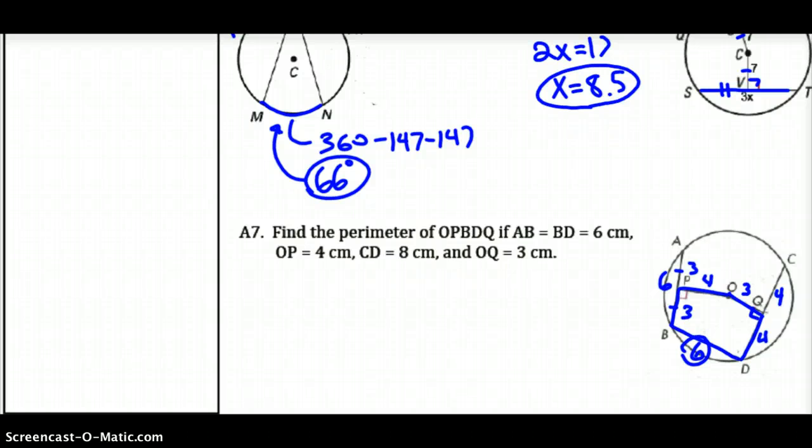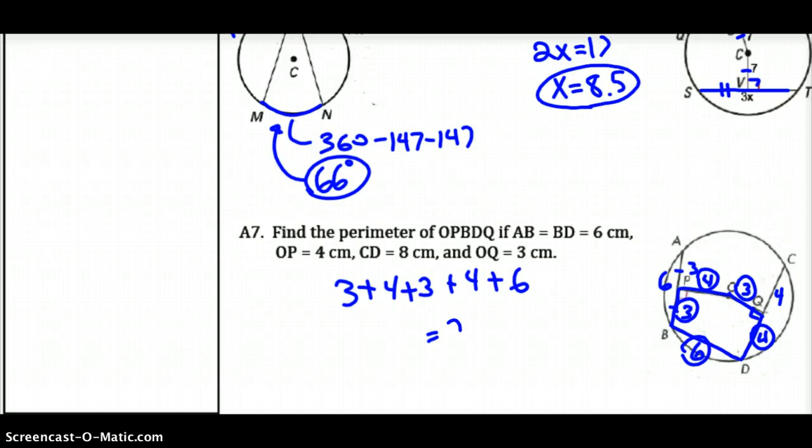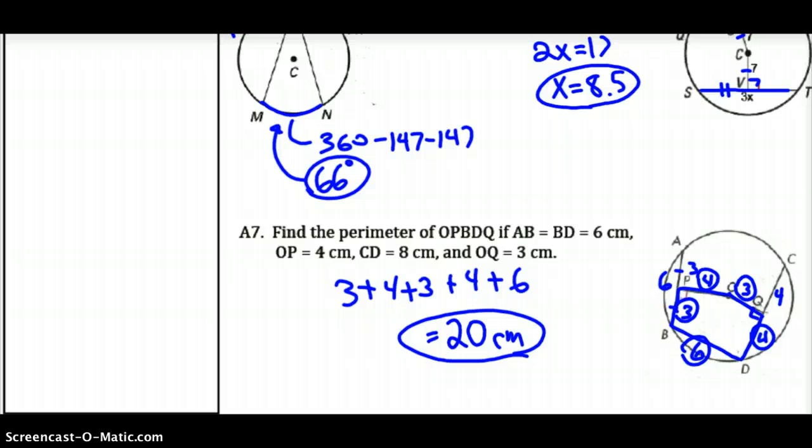So it looks like I need to add up these 5 lengths to go ahead and get my perimeter. And that's going to be 3 plus 4 plus 3 plus 4 plus 6. And to me that looks like 20. In this case we had centimeters. That concludes lesson 10.3's notes.